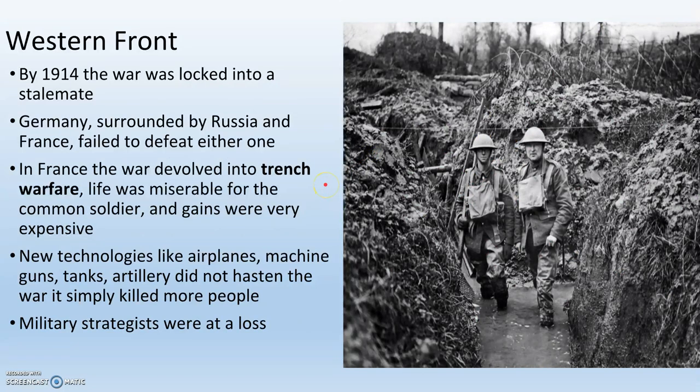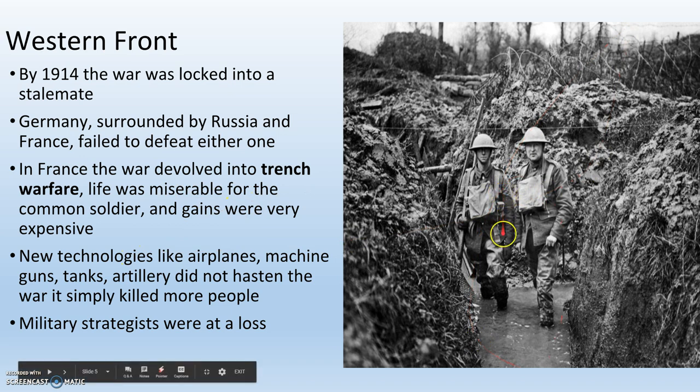So by 1914, the war has locked into a stalemate. Nobody's moving. People are killing each other, but nobody's really moving. Germany is surrounded by Russia and France, and fails to defeat either one. Their forces are divided. Half of them are on the east, half of them are on the west. In France, the war has devolved into trench warfare.